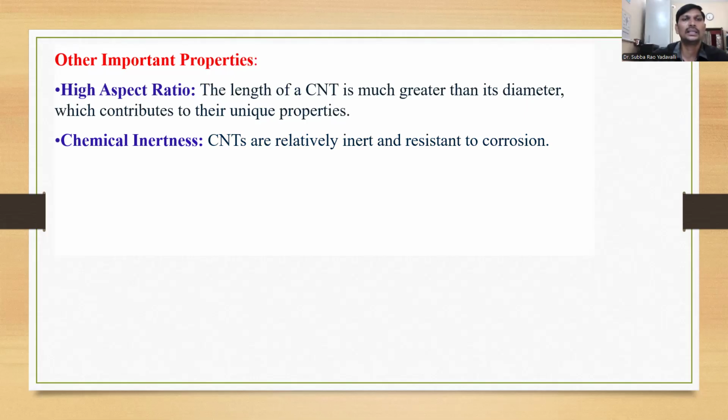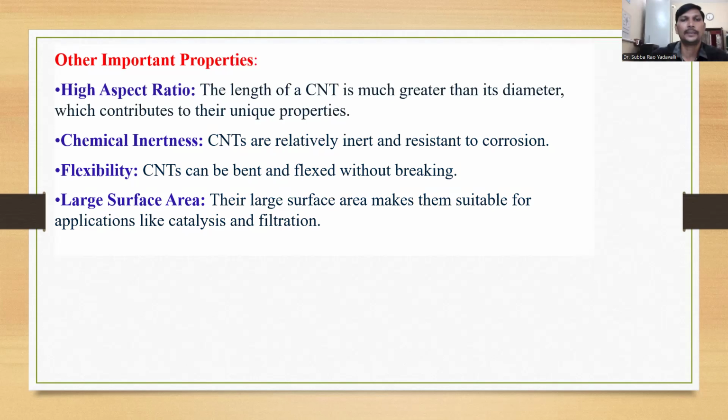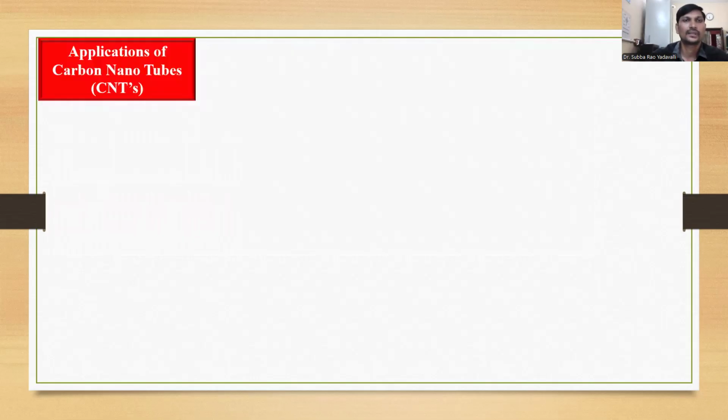And next one is the chemical inertness. Carbon nanotubes are inert in nature. That means they will never react with other chemicals and they will resist the formation of corrosion. Next one is the flexibility. Carbon nanotubes can be bent and flexed without breaking, so they are more flexible in nature. And large surface area. Their large surface area makes them suitable for applications like catalysis and filtration. So these are the properties of carbon nanotubes.